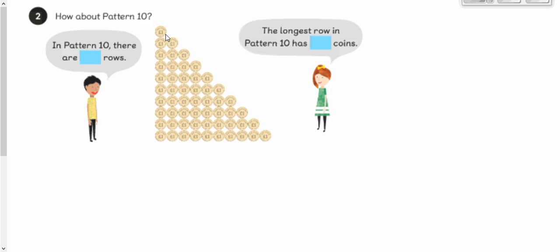Hopefully you're working out that by pattern 10, there'll be 10 rows. 1, 2, 3, 4, 5, 6, 7, 8, 9, 10. And the longest row in pattern 10 will have how many coins? So pattern number 1, the row had 1 coin. Pattern number 2, the row had 2 coins. Pattern number 3, the row had 3 coins. So whichever pattern number it is has that number of coins. So pattern number 10 will have 10 coins.